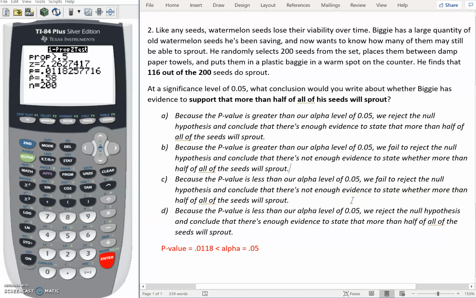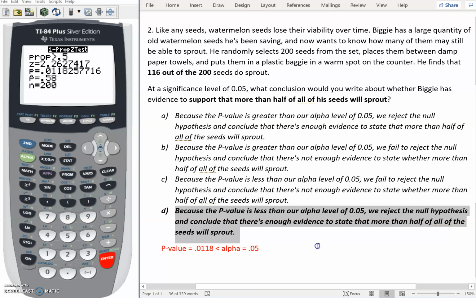Do we reject the null? Yes, we reject it, because the null is saying, oh, okay, I think it's half. We just built up evidence to say that it's actually greater than half. This very small p-value is saying, here's the likelihood of getting our sample results if the null is true. So that means our sample results would only occur 1.18% of the time. That's super rare. So we don't believe the null is true. So we want the option where we reject the null. And so we think there is evidence to say that more than half of the seeds will sprout.